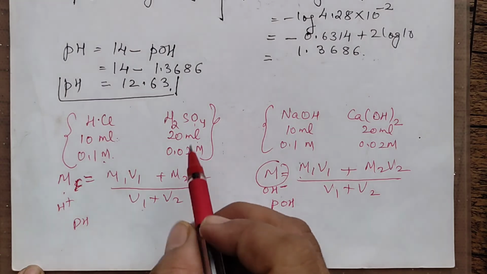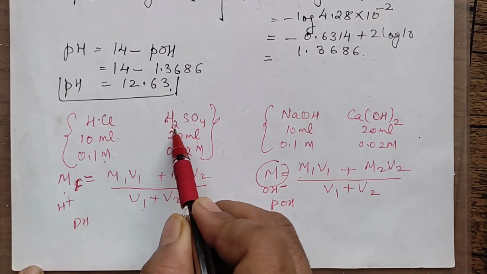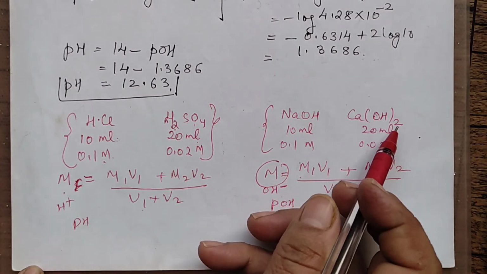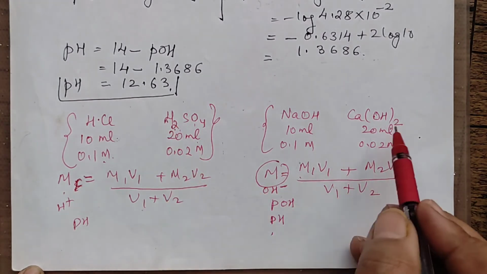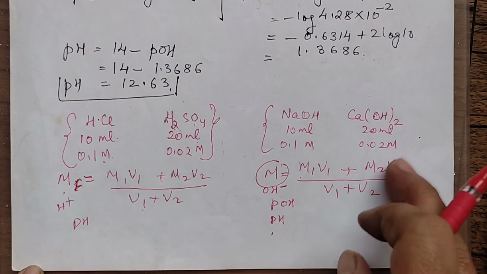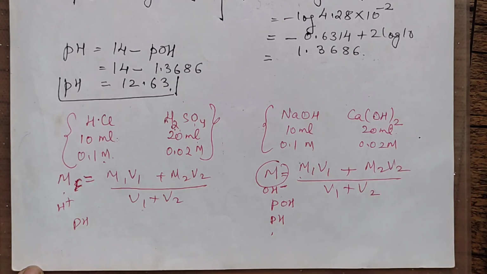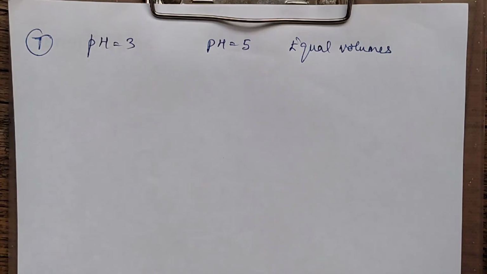Right? Keeping in mind, this is sulfuric acid, this is calcium hydroxide, both are giving 2. This is giving 2H plus, this is giving 2OH minus. So you will be multiplying the molarities with the 2 and then calculating. Don't forget to write the answers in the comment section, please. Yeah, moving on to the next type of question.